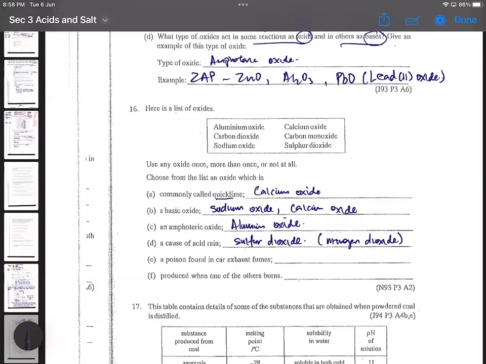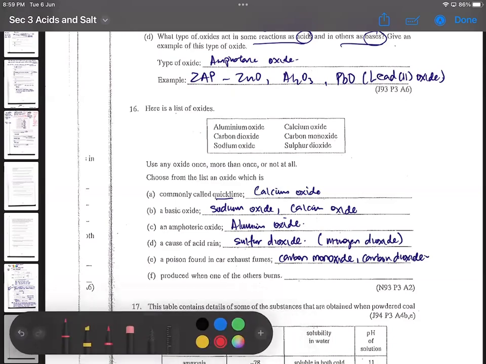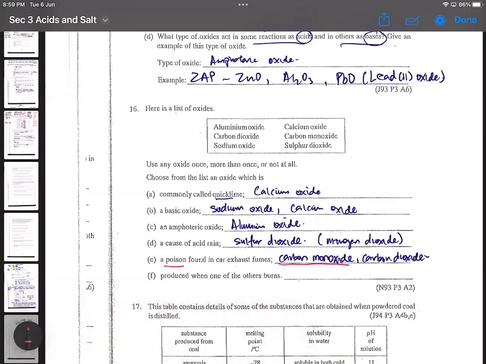Okay, it's not in the list over there, but it's also responsible for acid rain. So good to know. Okay, and then for part E, found in car exhaust, there's quite a lot of gases found in the car exhaust. The two most common ones are carbon monoxide and carbon dioxide. But for this question, the answer is this, because of the word poison. CO2 is also produced, but it's not poisonous. So I just put it to let you know.